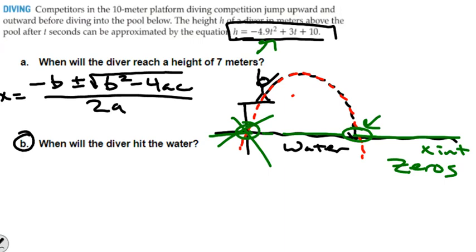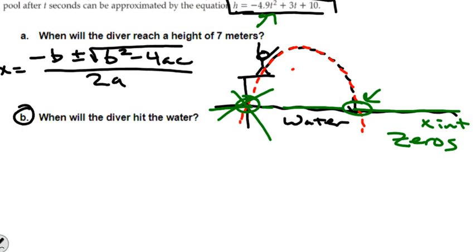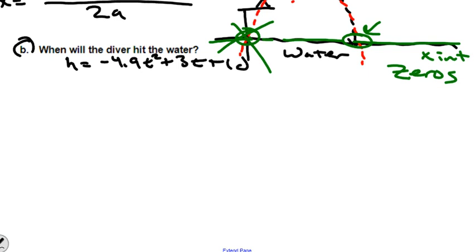All right, and so I'm going to take this down just a little bit here. I'm going to rewrite our equation. So we've got h equals negative 4.9 t squared plus 3t plus 10. Looks like I put a little negative sign there, which I didn't mean to have. There we go. Okay, so when this person hits the water, that is a height of 0, right? Because that's your x-intercept. So we have 0 equals negative 4.9 t squared plus 3t plus 10.